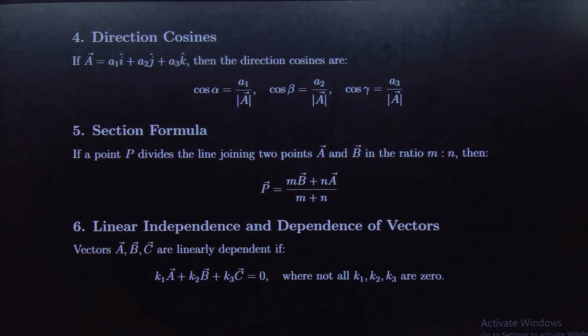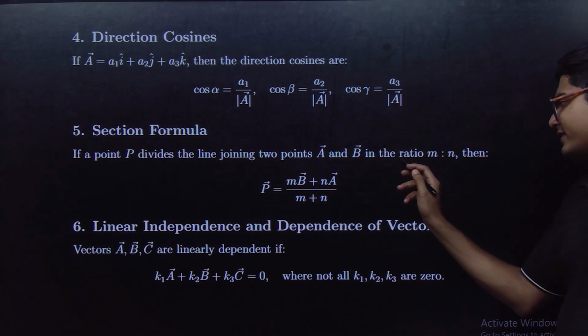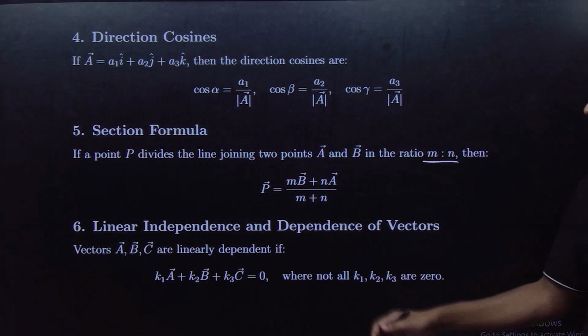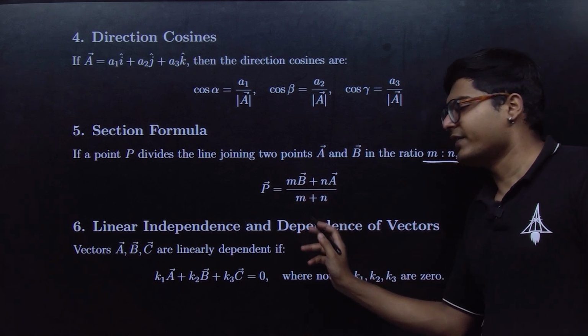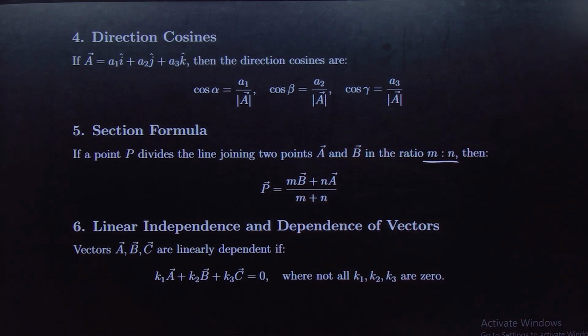Section formula, if you have two vectors A and B and you're looking for the vector which divides this in the ratio m is to n internally, that is given by m b vector plus n a vector divided by m plus n. If you're talking about external division, the sign changes, right? So you change the plus sign to the minus sign, right? Linear independence and dependence of vectors.